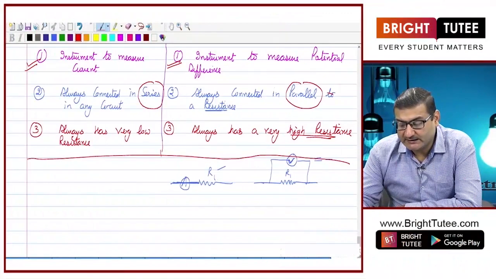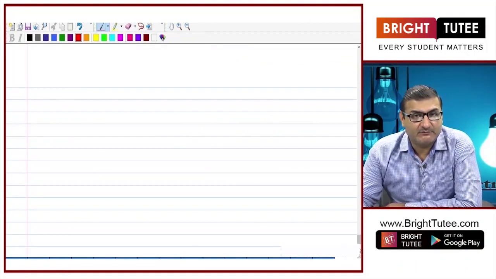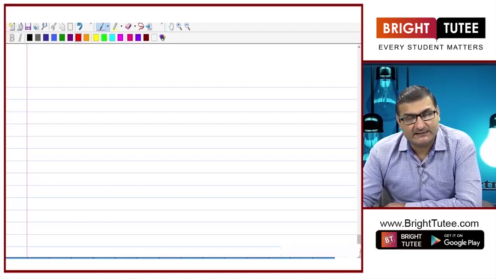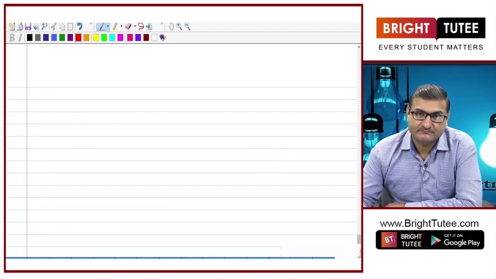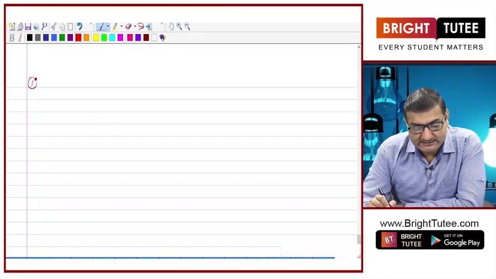Now, let us see how we are going to calculate or find out the values based on these particular things that we have already discussed. Coming to the numerical part now. Numericals based on parallel resistances.